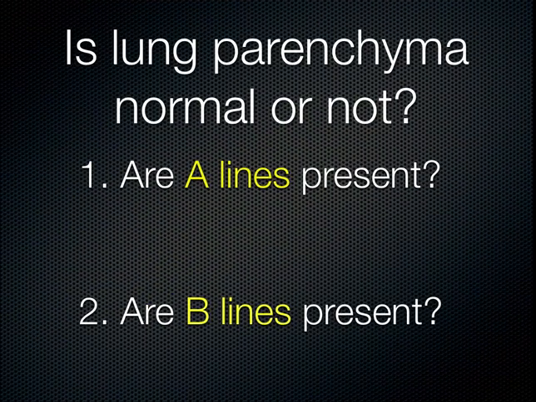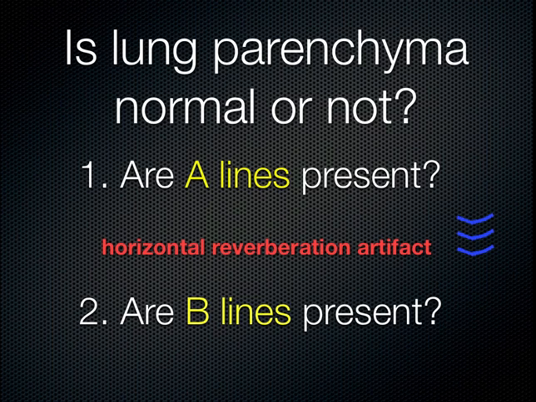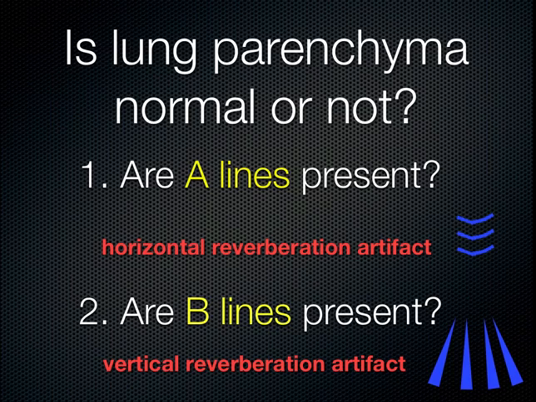So going back to the 2 fundamental questions, is the lung parenchyma normal or not? And the underlying questions that you're essentially asking are, are A lines present and are B lines present? It's the evaluation of these artifacts, created by the interfaces with different acoustical impedances, that gives you clues to what the underlying lung pathology may be. A lines, again, as a reminder, are horizontal reverberation artifact. B lines are vertical reverberation artifact.